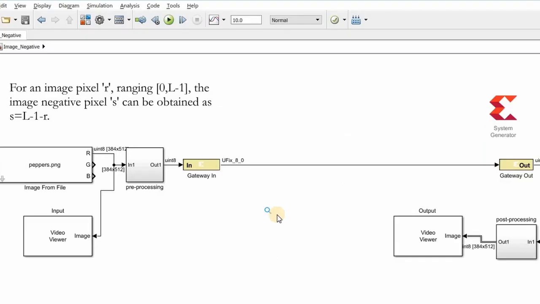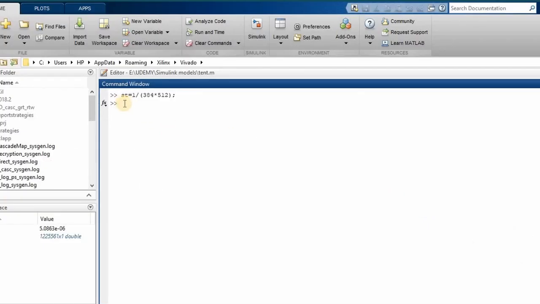This is the basic block diagram for our image processing model. We have the image from file and the pre-processing block, the gateway blocks, and the post-processing and the output. No changes I have done. The same model is pasted here. And the first thing you need to do is initialize the sample period Ts equal to 1 divided by 384 into 512, as 384 by 512 is the input image size.